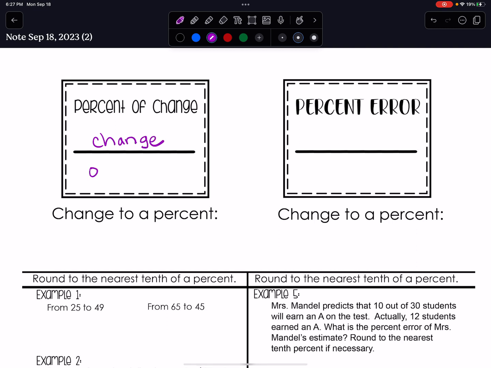We're going to divide it by the original starting number. Remember that whatever we get when we do the change divided by the original, we need to make it a percent by multiplying by 100. And they want us to round off, in this case, to the nearest tenth of a percent. So let's jump right in.